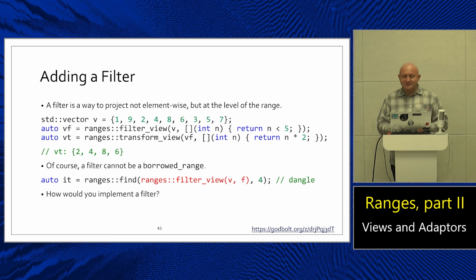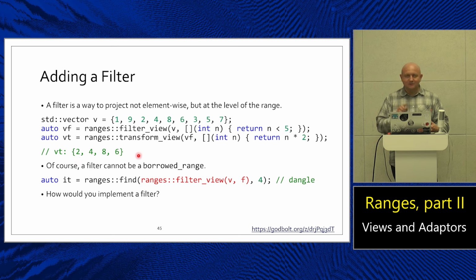We start with a std::vector, then build a filter view, and then a transform view on top of it. Yeah, great. So, what do we get? We filtered everything that is less than 5. So we basically left in our range everything that is less than 5. This is 1, 2, 4, and 3. And now we transformed it, just multiplying by 2. And we do have 2, 4, 8, and 6.